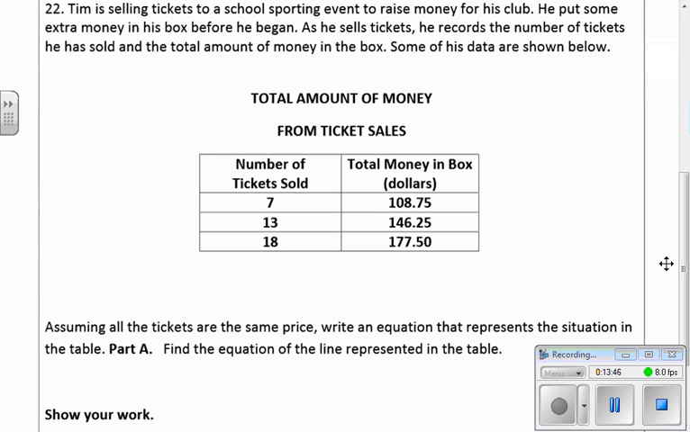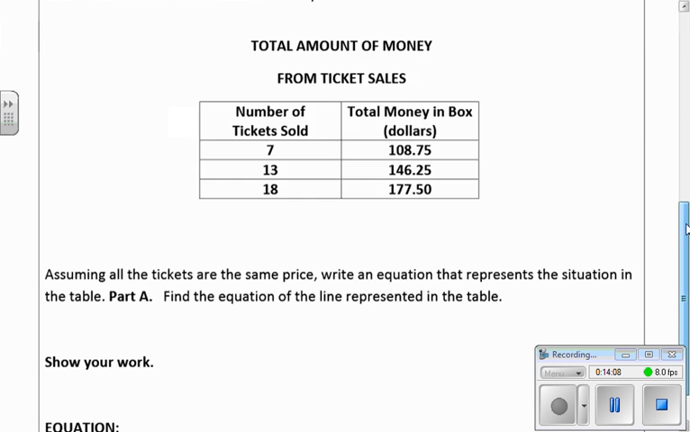Question 22: Tim is selling tickets to a school sporting event to raise money for his club. He put some extra money in the box before he began. Well, if you put something in a box before he begins, which part of an equation is that? Remember, the starting point, the initial value, that's the y-intercept. As he sells tickets, he records the number of tickets he has sold and the total amount of money in the box. Here's the data, it's in the chart.